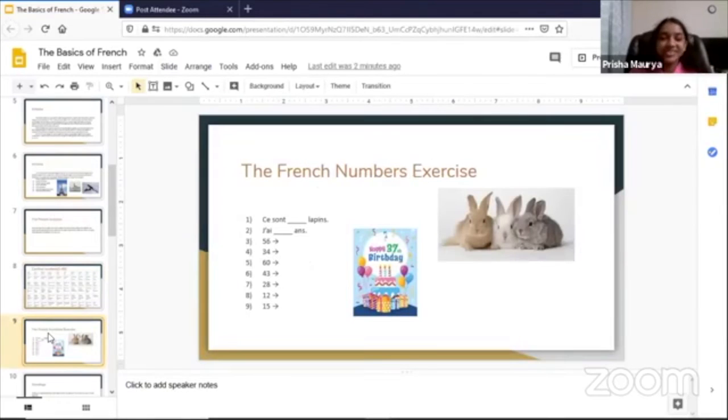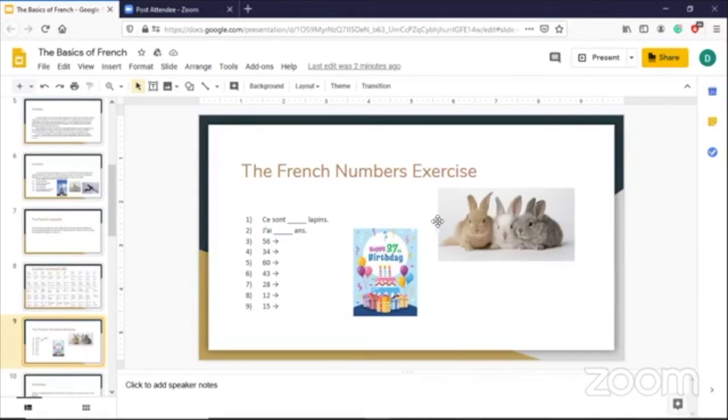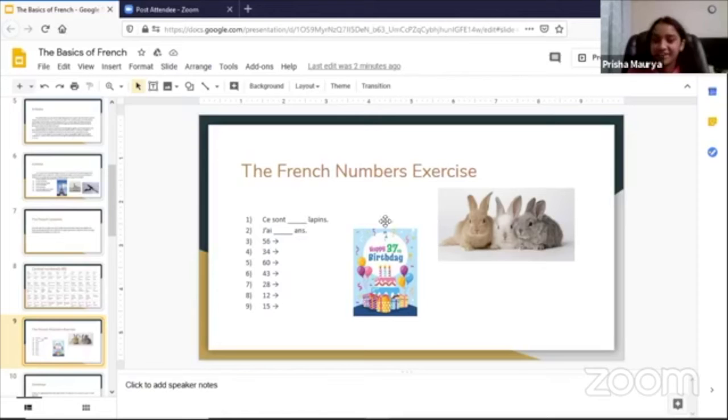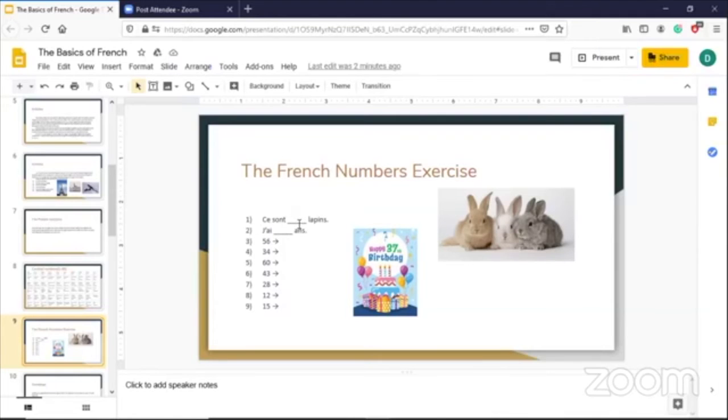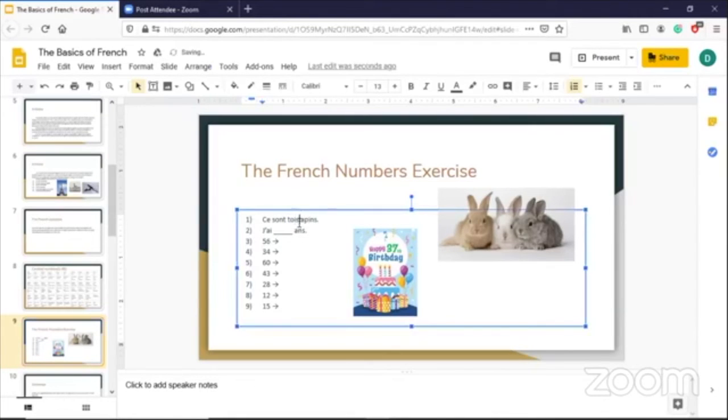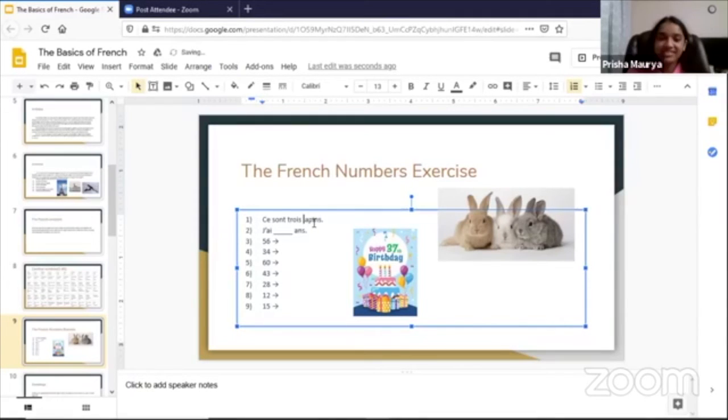Okay, so the French number exercise. So guys, you want to try? Are those bunnies? Yes, there are 3 bunnies, and lapins means bunnies. So right now I'm asking, these are dash rabbits. True. Yes, that is true. Okay, ce sont 3 lapins, and this means these are 3 rabbits.